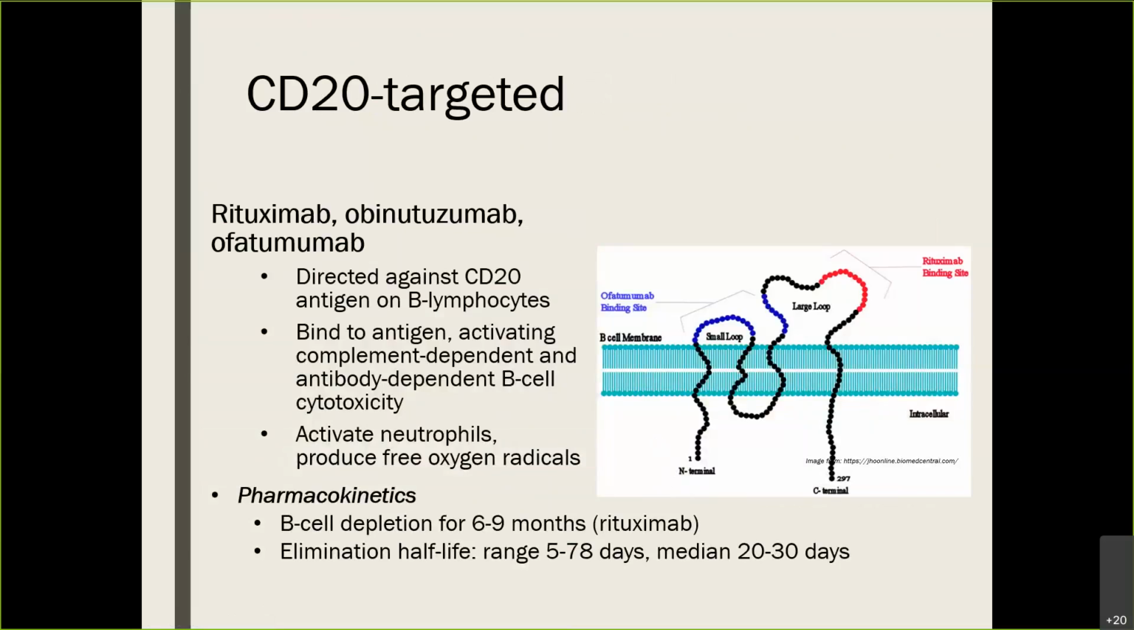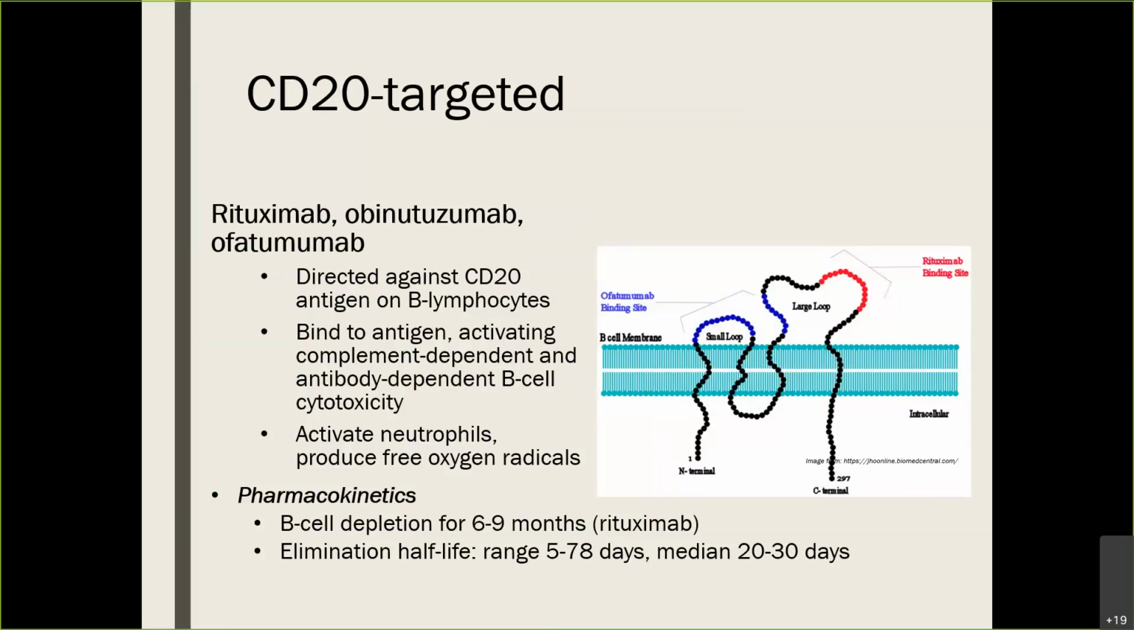These agents bind against CD20 on B lymphocytes. They activate complement-dependent and antibody-dependent B-cell cytotoxicity, but they also recruit neutrophils and produce free oxygen radicals, leading to cell death as well. They do lead to B-cell depletion for long-term. In Rituxan, it's 6 to 9 months, so it's a very long process.